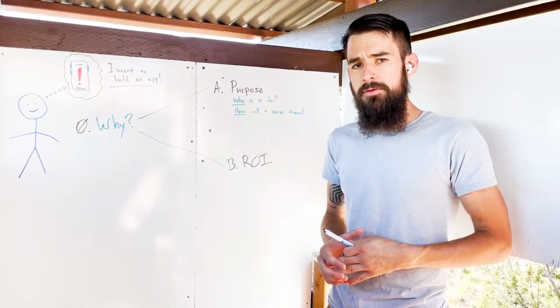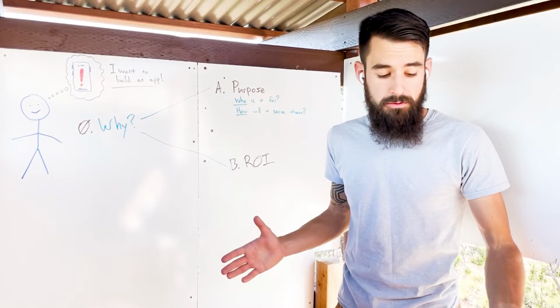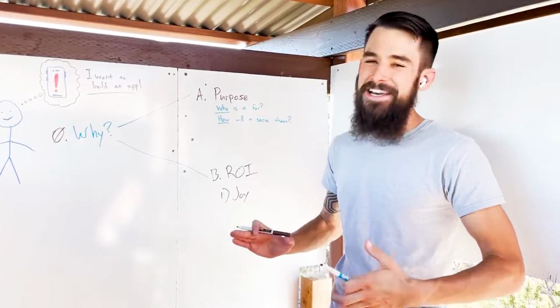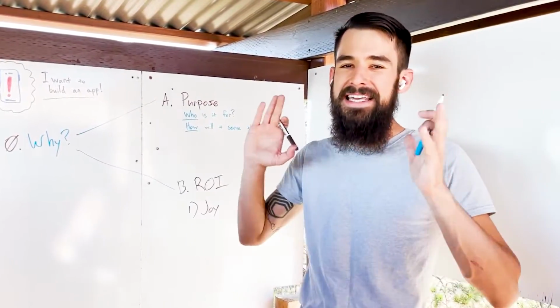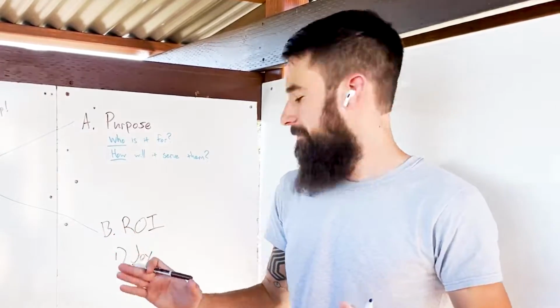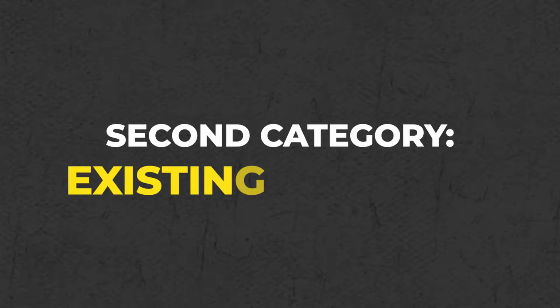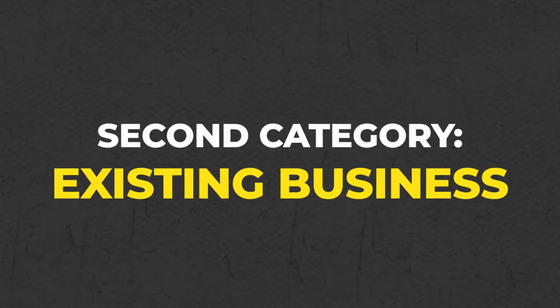And I usually see people here in one of four categories. The first category being joy or personal fulfillment. They just have an idea that they are so passionate about and they just want to get this out there in the world. That's awesome. The second category that I see people fall into here is that they have an idea for an app that they want to support their existing business or service.